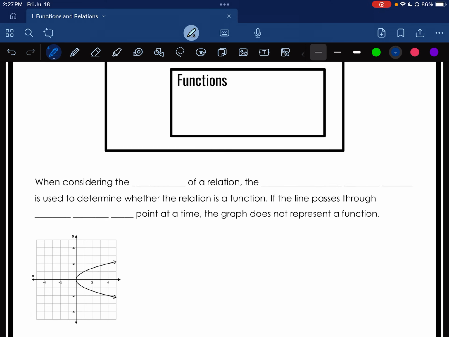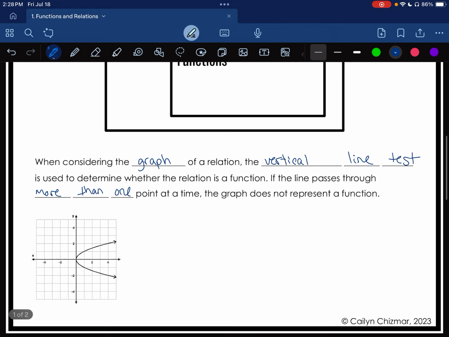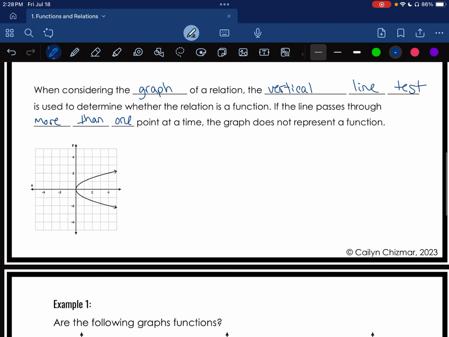So when considering the graph of a relation, the vertical line test is what we use to determine whether a relation is a function. So if the line passes through more than one point at a time, the graph does not represent a function. So here is what I mean by that.